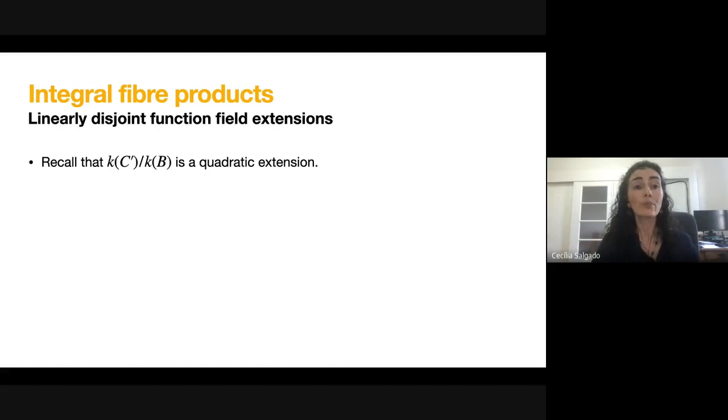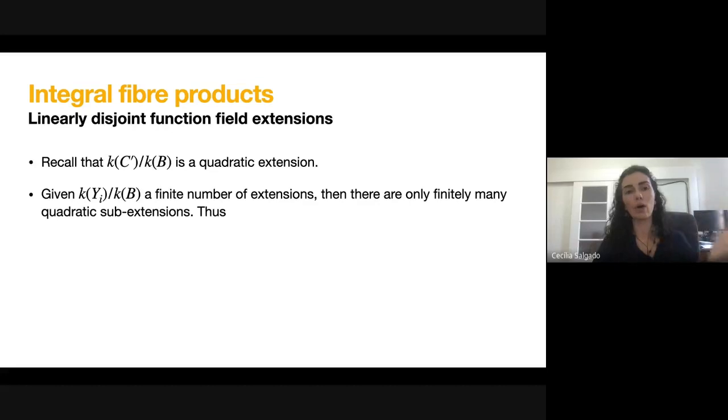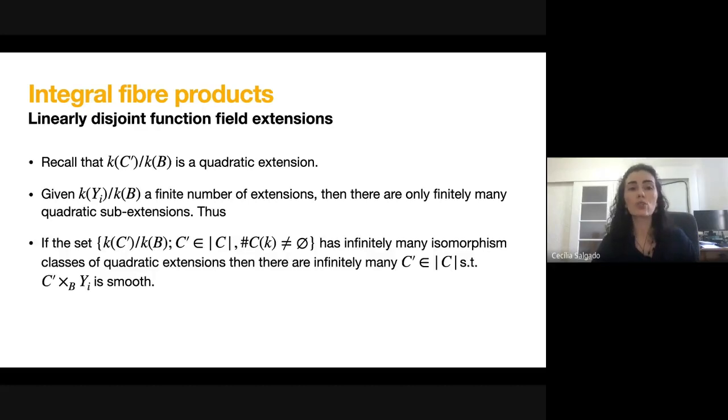I will finish soon. So recall that I'm working with a bisection. So I have a degree 2 map. That means that the function field is a quadratic extension. So if I have the Ki, Yi's, my finite extensions of B, then of course, if it's a finite number of function fields lying above KB, there are only finitely many quadratic subfields inside of these. Thus, what I have to do is to show that the set Kc prime over Kb of these function fields, when C prime is varying on my linear system, which is an infinite linear system, has an infinite number of classes of quadratic extensions. And then I would be good if I show that.